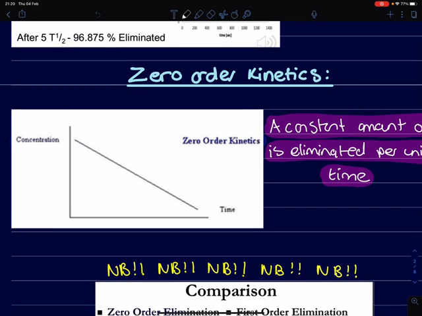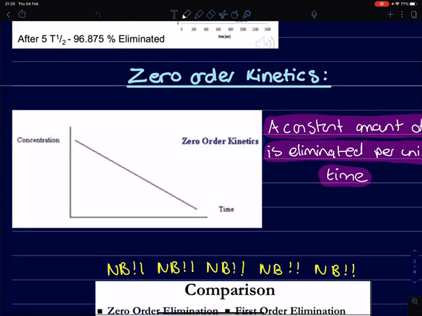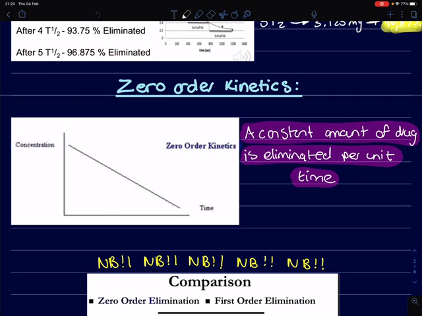Then if you look at zero order elimination, what zero order elimination's definition again is a constant amount of the drug is eliminated by the body per time unit. So the graph is linear. It isn't exponential. It's zero order kinetics.